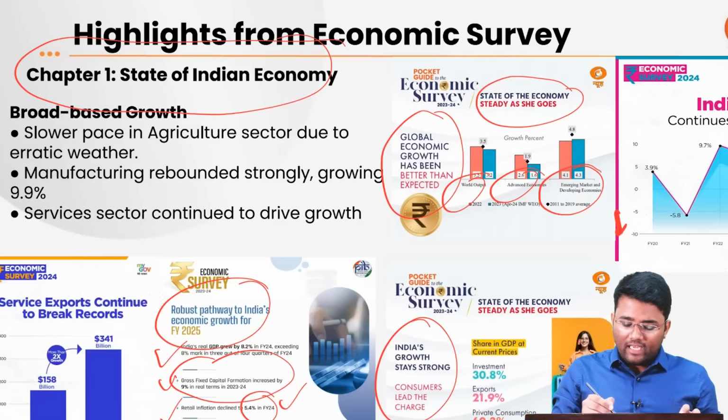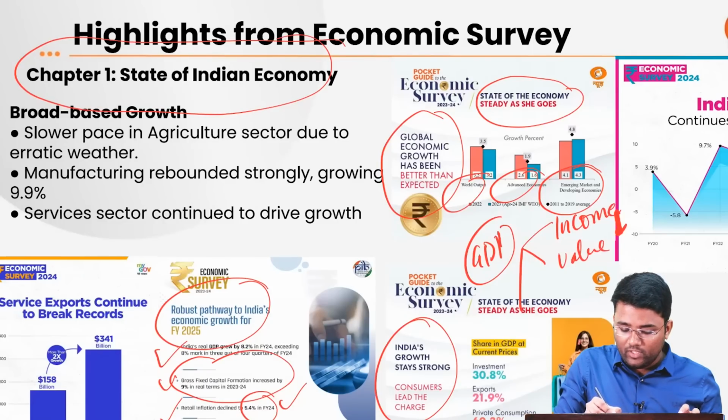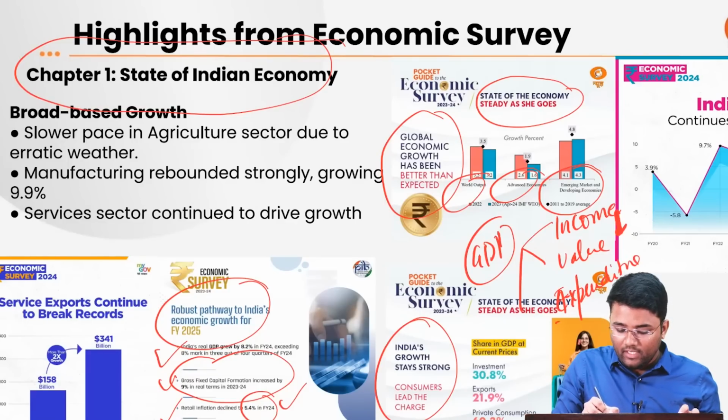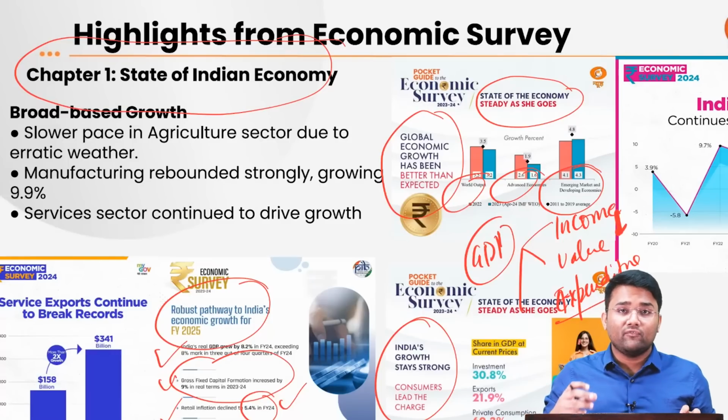What does it mean? Actually, the GDP is calculated on the basis of three methods. One is the income method, one is the value added method, and the third is the expenditure method. In the income method, we add all the income generated by the four factors of production, that is land, labor, capital, and entrepreneurship. For land, we get rent; for labor, wages; for capital, interest; and for entrepreneurship, profit.